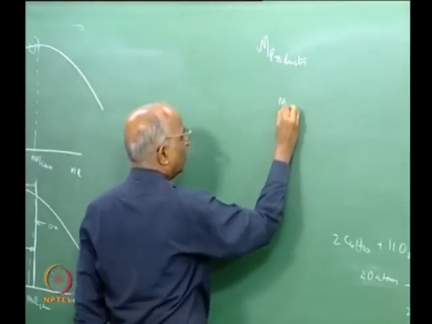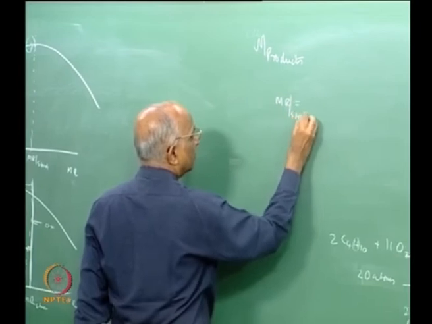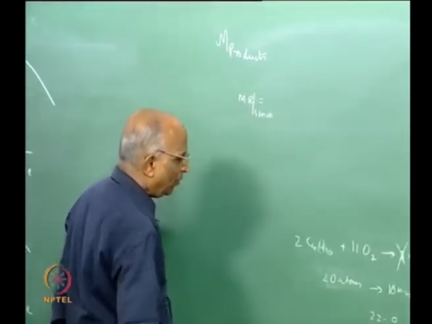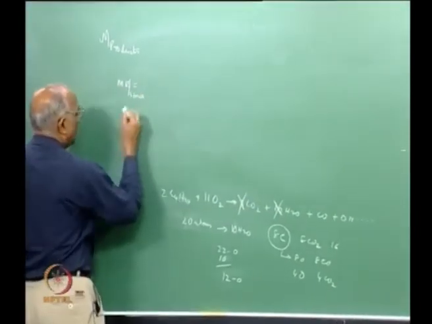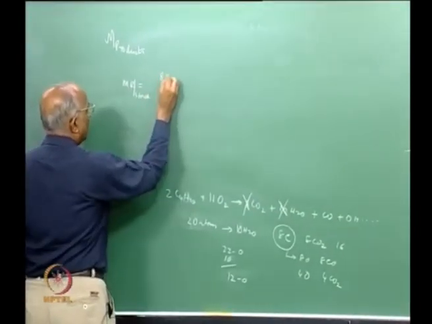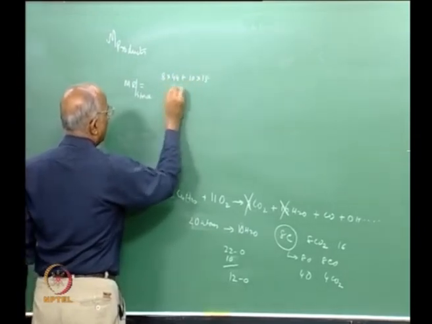If mixture ratio is equal to stoichiometry, what is it we got? We got 8 CO2 plus 10 H2O, therefore, the molecular mass is equal to (8 into 44 plus 10 into 18) divided by 18.